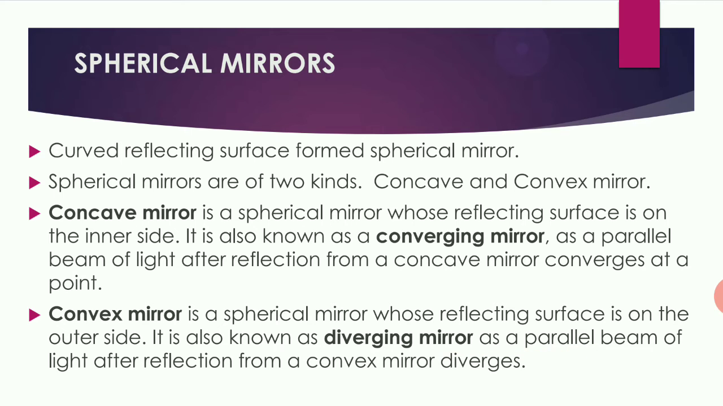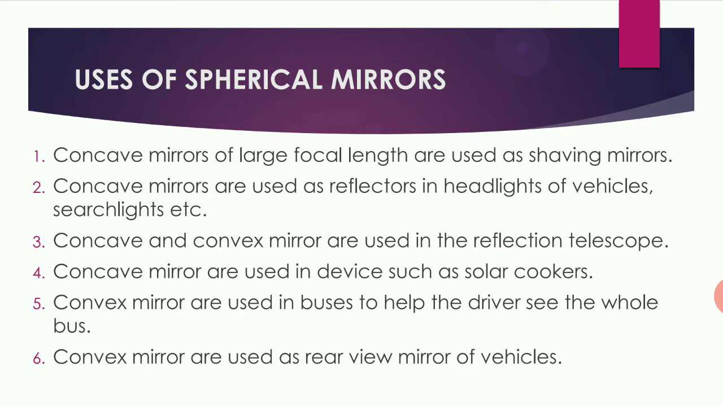Why is it called a diverging mirror? Because the parallel beam of light, after reflection from the convex mirror, diverges. If they meet at a point, it is called a converging mirror, but if they move away from the point, it is called a diverging mirror. After reflection from the convex mirror, they move away and do not meet, so it is called a diverging mirror.